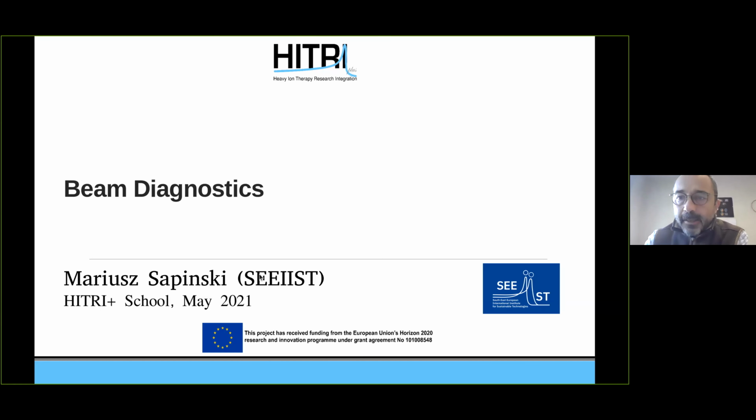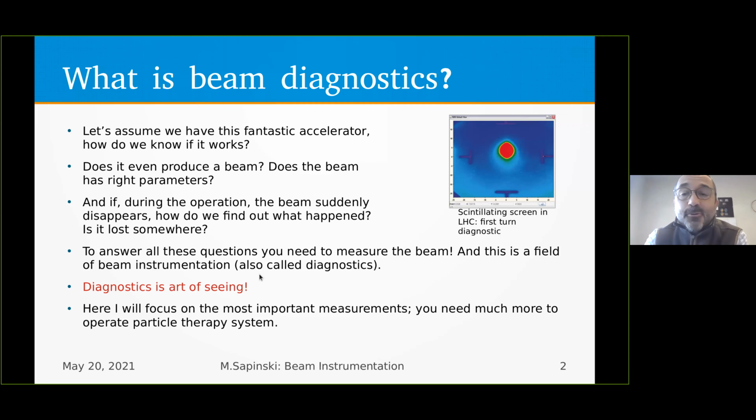All right, so what is beam diagnostics? Let's assume that we constructed this fantastic accelerator. How do we know if it even works? The beams in the machine, you may think because of radiation protection and all these measures, are very strong, but actually, at least at the beginning, when you start running your machine, the beams are usually very low intensity, and they are not easy to see. Nevertheless, you have to see them, and therefore you have to have a means to measure them.